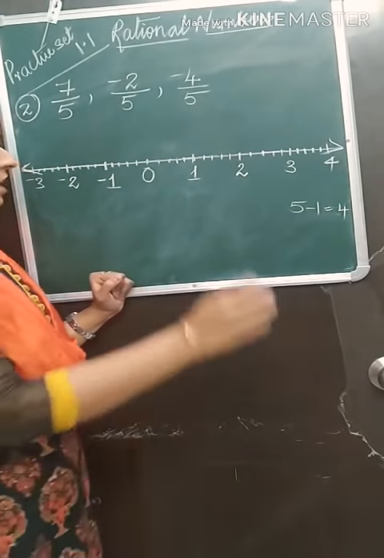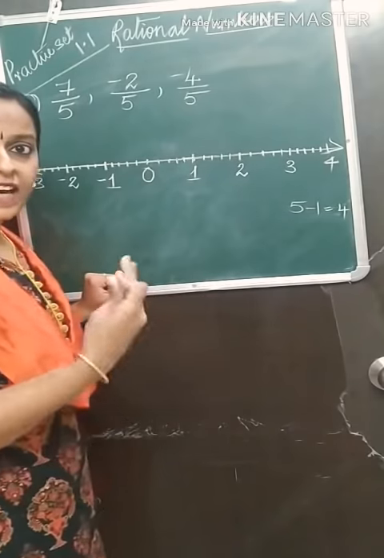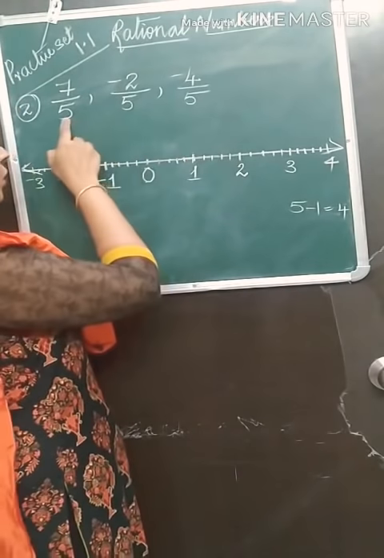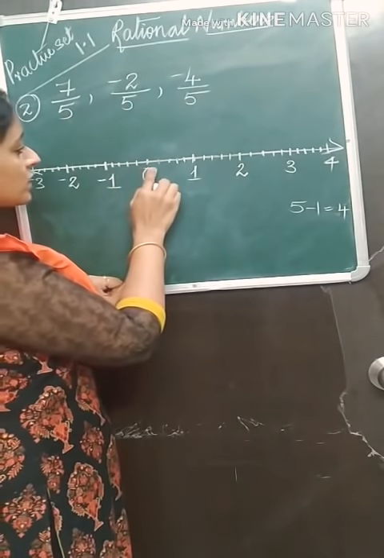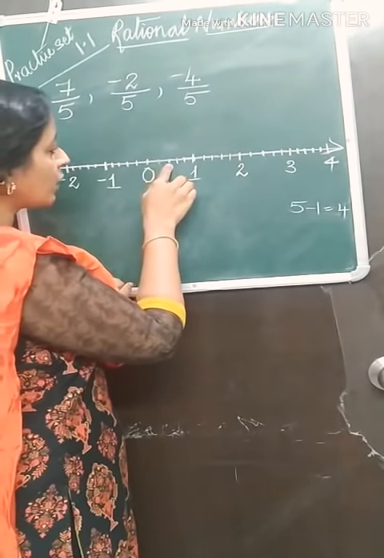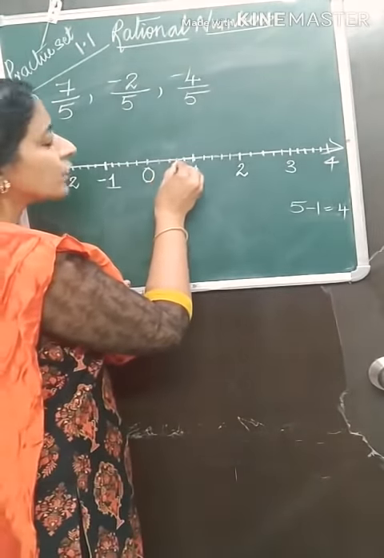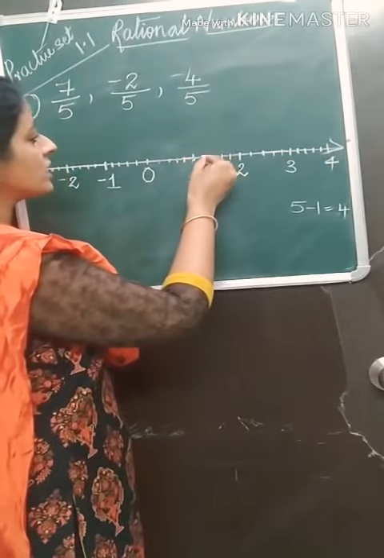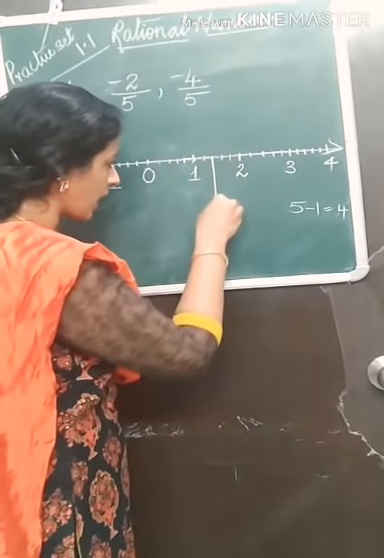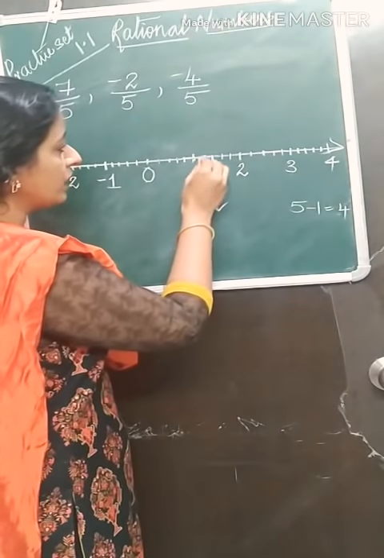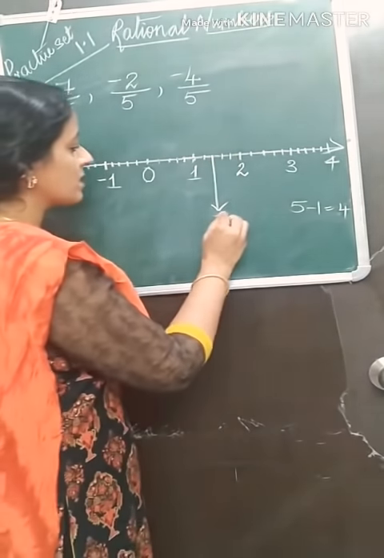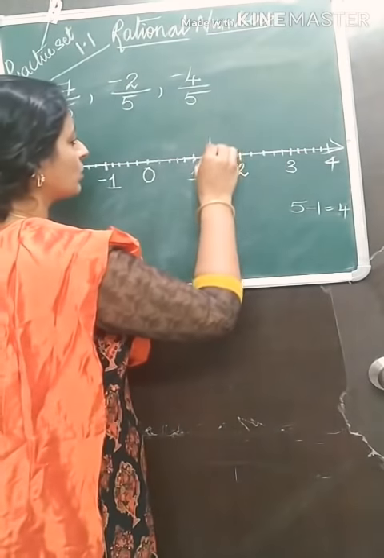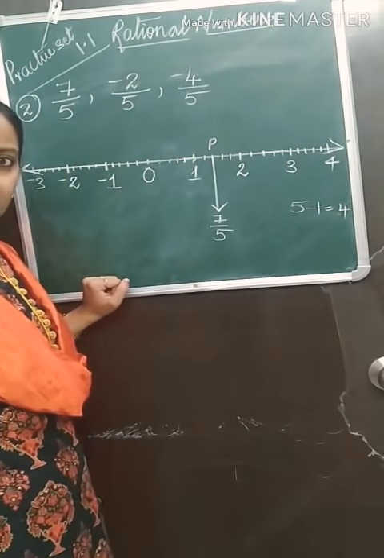7 upon 5. What is the thing that you will do? You will start counting. After 0, first dot will be 1 upon, what is the denominator? 5. After 0, 1 upon 5. Second dot will be 2 upon 5. Third dot will be 3 upon 5. 4 upon 5. 5 upon 5. 6 upon 5. 7 upon 5. So, after 1, the second dot will be 7 upon 5. Give this a name. Suppose this is P. Is it clear now?